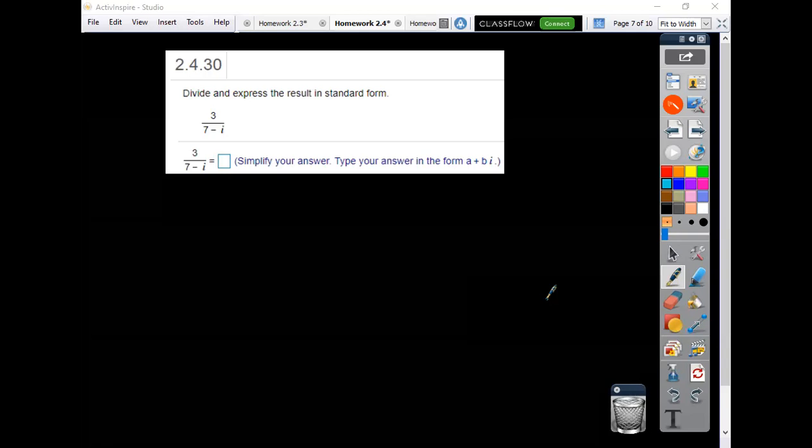Okay, Algebra 2, MathXL homework, problem 2.4.30. So this book, for working a problem like this, says put this in standard form. Remember, standard form means they want a plus bi.